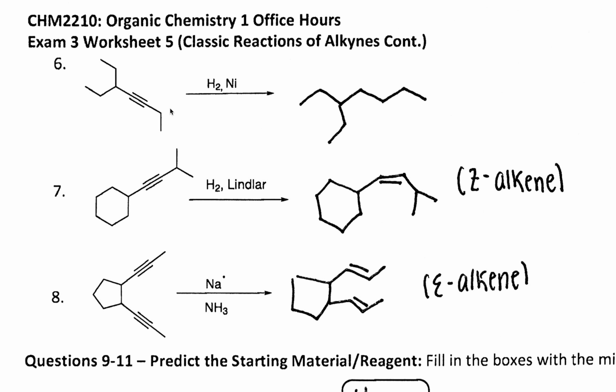All right, so in number 6, we have hydrogen and nickel, and this is that metal catalyst. It could be platinum or palladium, and it's going to take this alkyne all the way to an alkane, okay?